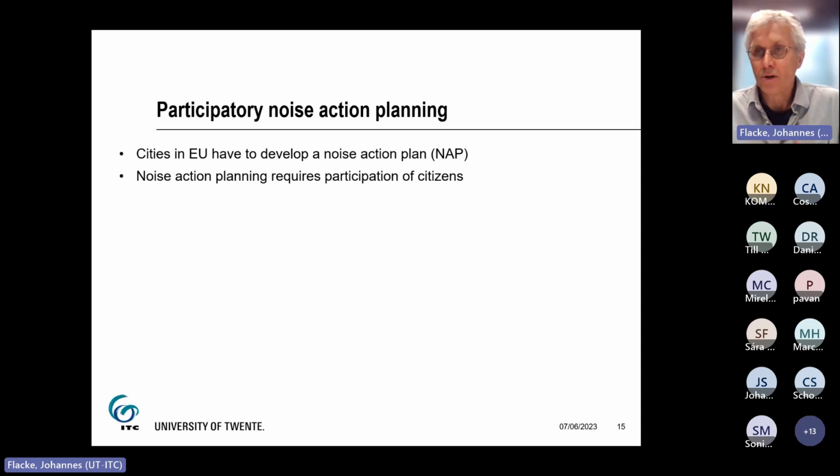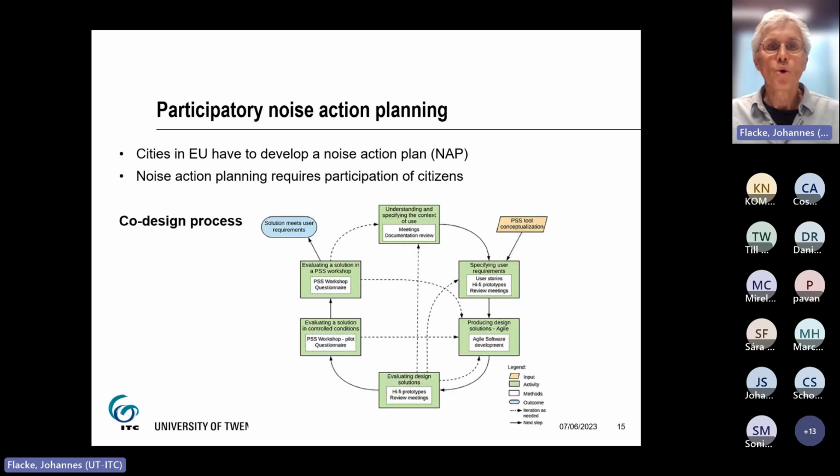So citizens are supposed to be asked what are noisy and quiet areas that you want to preserve, or where you feel this noisy situation is perceived. The subjective noise perception has to be taken into account, and the planners have to deal with these inputs of citizens. And for that purpose, we co-designed a digital tool on a map table, as I showed in the very beginning, that supports this kind of participatory noise action planning.